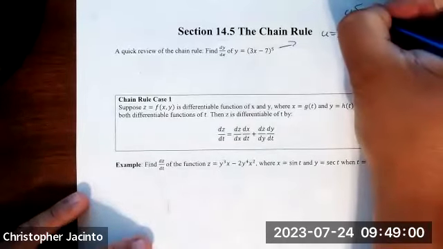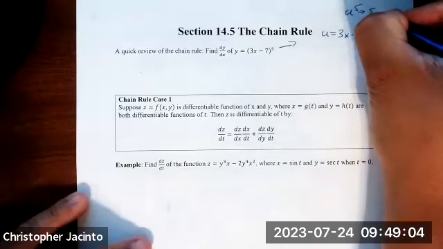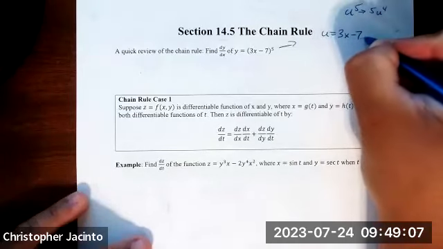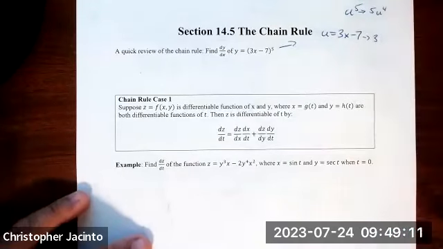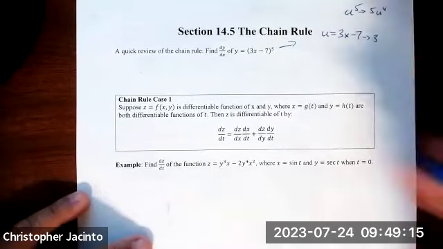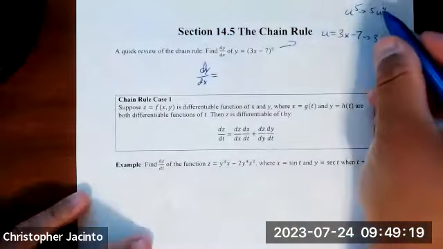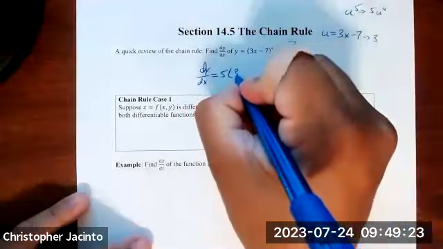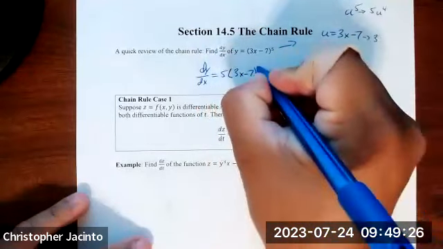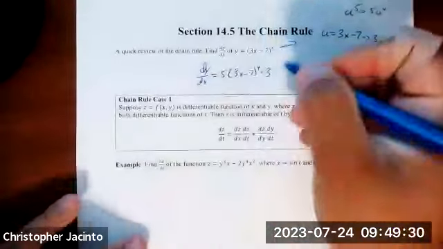So the derivative of u to the 5th is going to be 5u to the 4th. Derivative of just u here is just going to be 3, right? Because everything else goes away. And then you just put them together. So then dy/dx is equal to 5u, which was just (3x minus 7) to the 4th, times du, which is all of this, which is just 3.